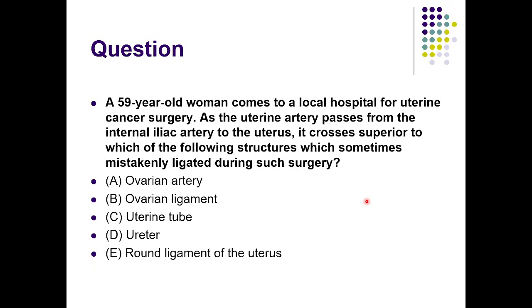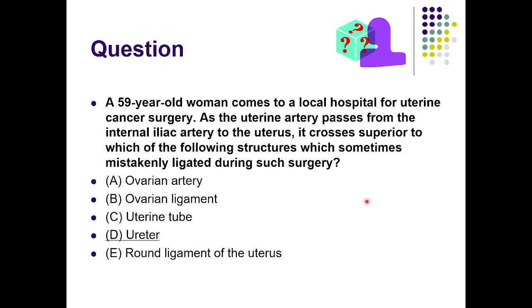But before, let me ask you this question. A 59-year-old woman comes to the local hospital for uterine cancer surgery. As the uterine artery passes from the internal iliac artery to the uterus, it crosses superior to which of the following structures, which is sometimes mistakenly ligated during such a surgery? Right, the answer will be D, ureter, at the greatest risk.